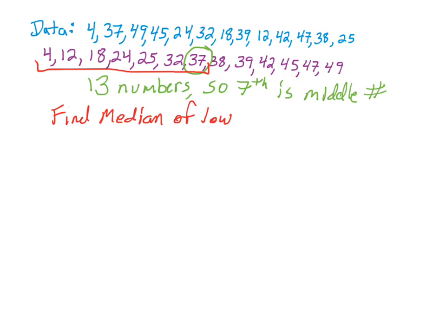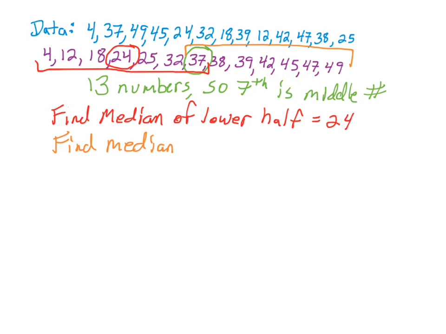Now, we're going to look at the lower half, and we want to find the median of the lower half. In other words, what's the middle number of the lower half? And that number is 24. So let's circle that. And now you can probably guess we're going to find the median of the upper half. Can you find the median of the upper half? So just find the middle number of the upper half of the numbers. Well, that's 42, so we circle that.